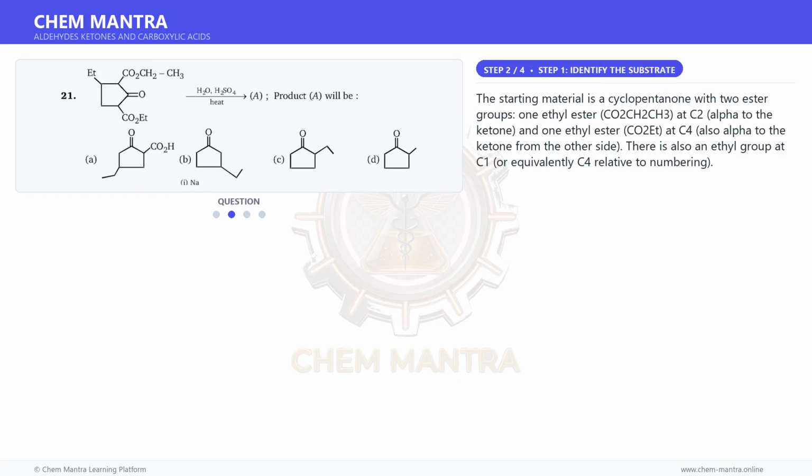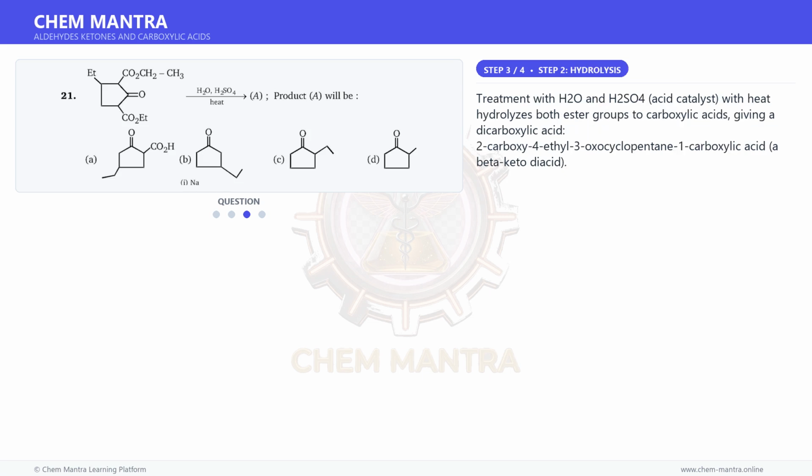Moving on to the next step. The starting material is a cyclopentanone with two ester groups: one ethyl ester, CO2CH2CH3, at C2, alpha to the ketone, and one ethyl ester, CO2Et, at C4, also alpha to the ketone from the other side. There is also an ethyl group at C1, or equivalently C4 relative to numbering.